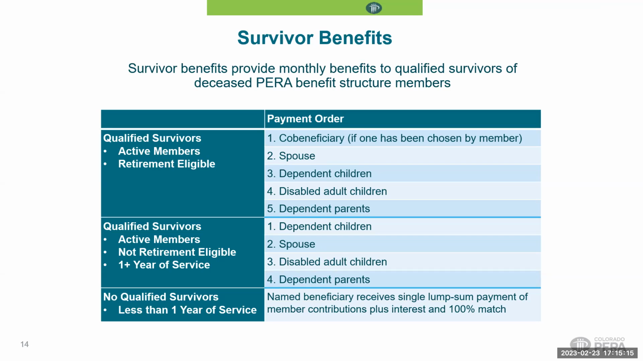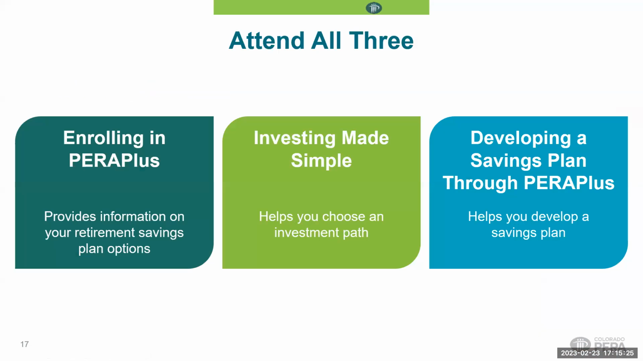The last question I had here was, what is the easiest way to transfer a small IRA balance from a previous job to our PERA account? Well, really the easiest way to do that would be to roll that IRA into a PERA Plus 401k or 457 account. And actually, if it's a small IRA and it's tax deferred, you can roll it directly into a 401k or 457 account with PERA Plus.